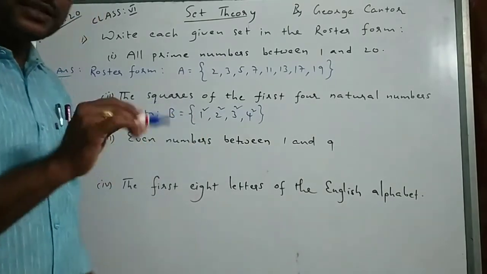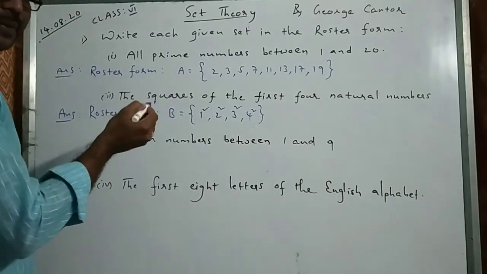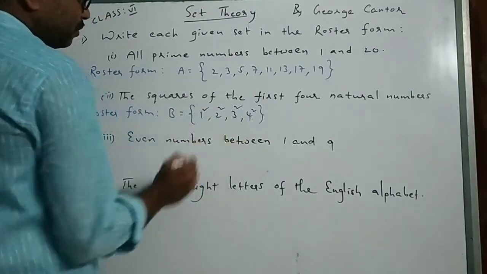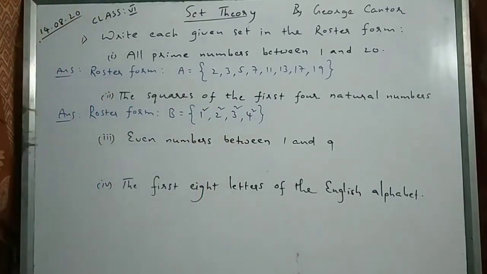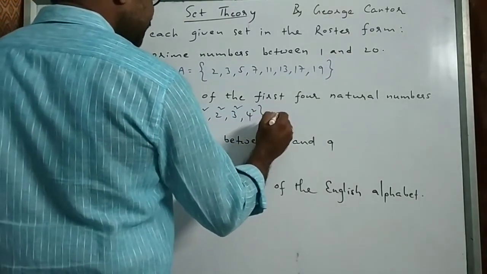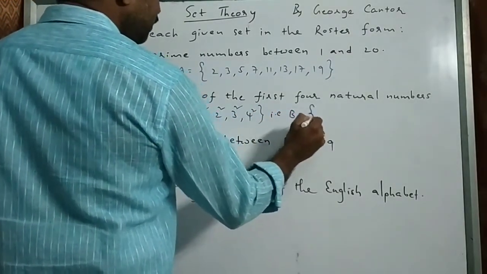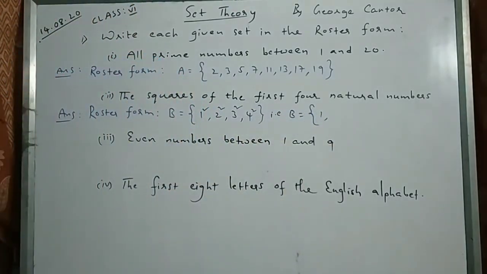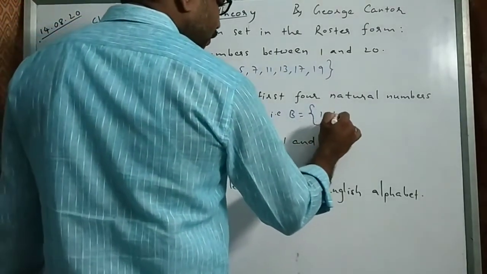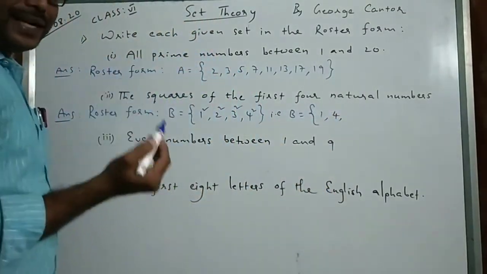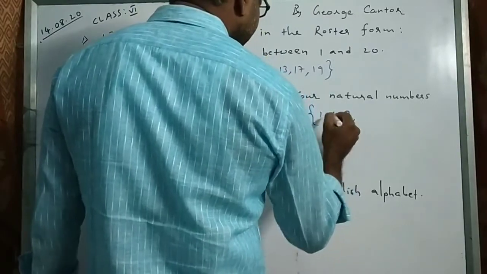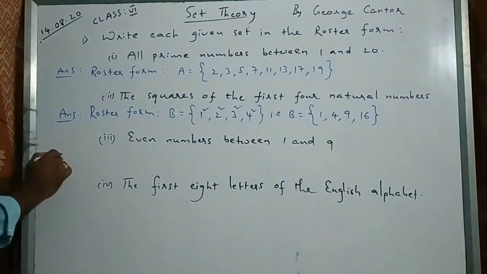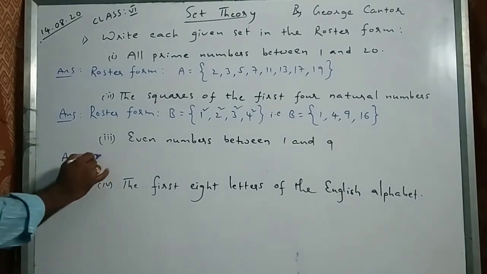So squares means you should take 1 raised to the power 2, 2 raised to the power 2, 3 raised to the power 2, 4 raised to the power 2. So they are squares, and you can simplify this. B equal to 1 square means 1 only, no? 2 square means 2 into 2, 2 2s are 4. 3 square means 3 into 3, 2 times you have to multiply. 4 square means 4 into 4, 16. Clear? So here I will say roster form.